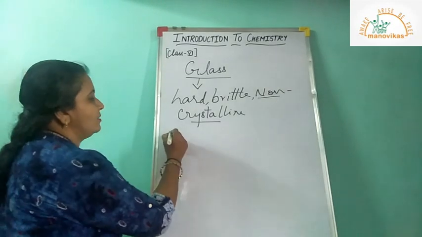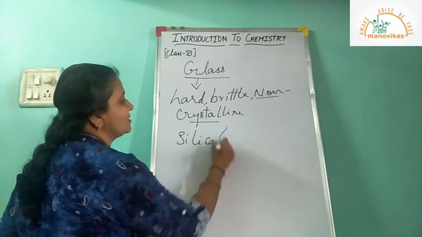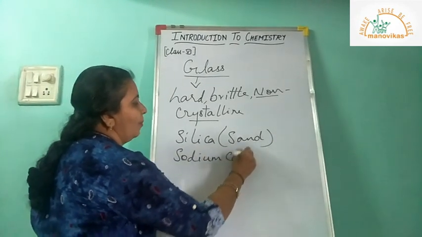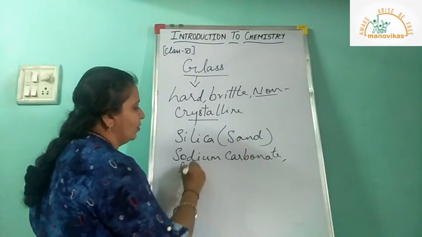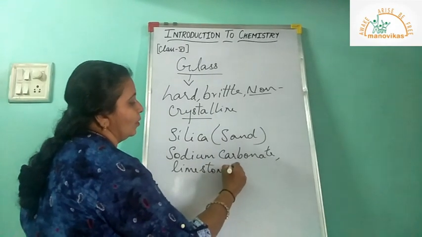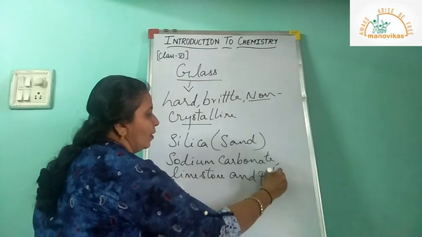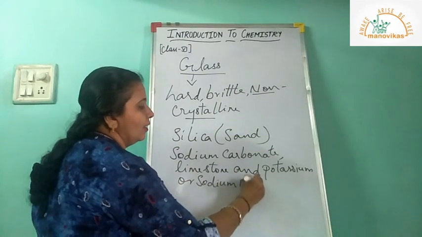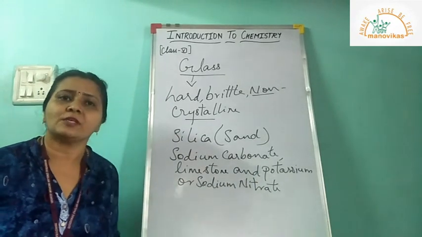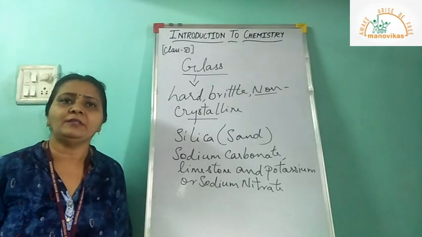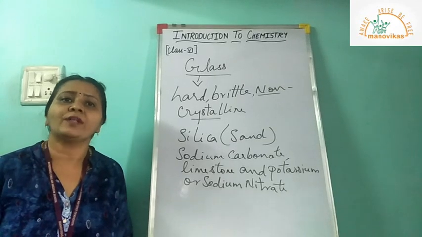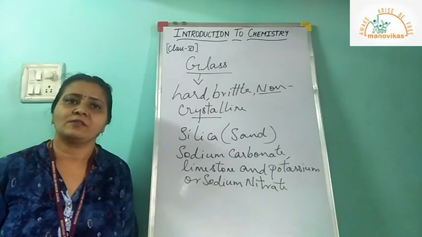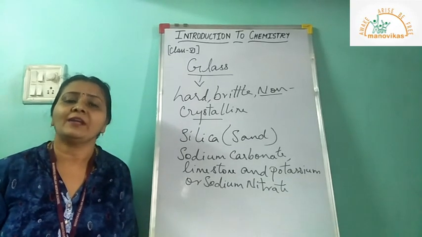Glass is prepared by heating silica, which means sand, with sodium carbonate, limestone and potassium, or with sodium nitrate, at very high temperature. Manganese compounds are used to decolorize glass. And for coloring glass, certain coloring agents are added.